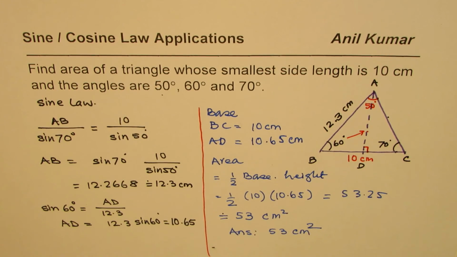I hope these calculations are clear. You can go through this video once again and understand how we have sketched the diagram, applied the sine law to find one of the sides, and then used the trigonometric ratios to calculate the altitude. And then finally, we applied the formula for area to calculate the area of the triangle.